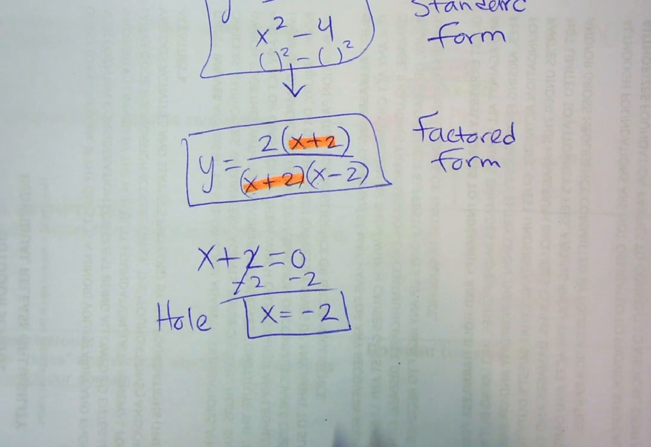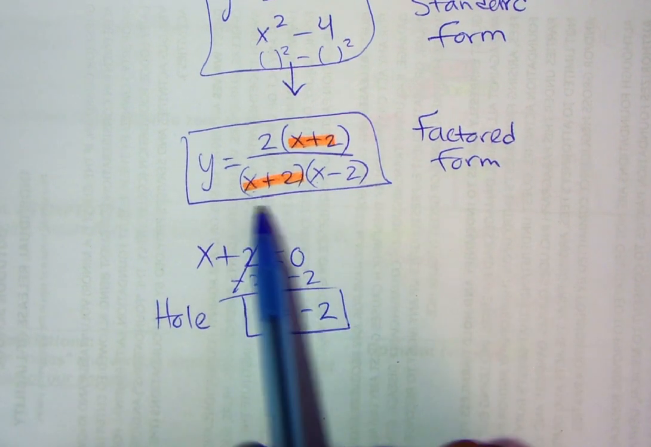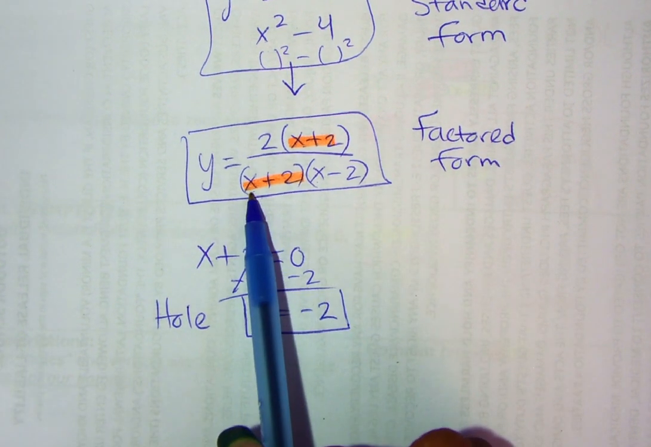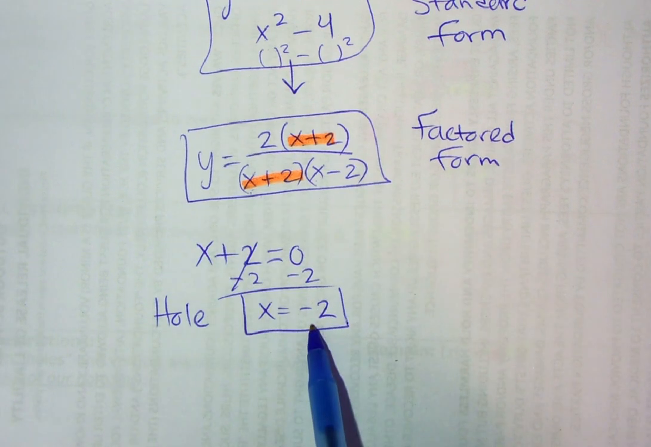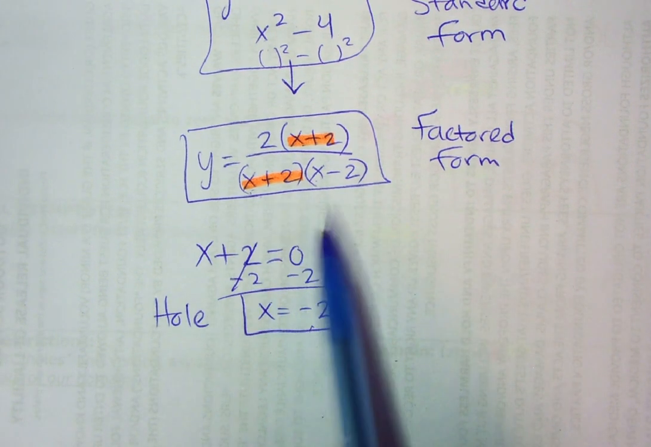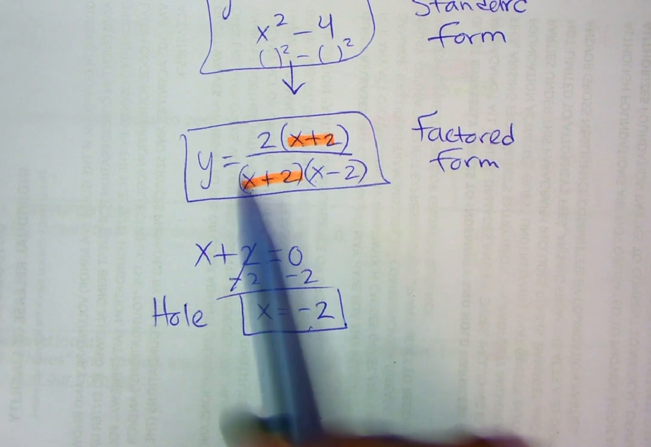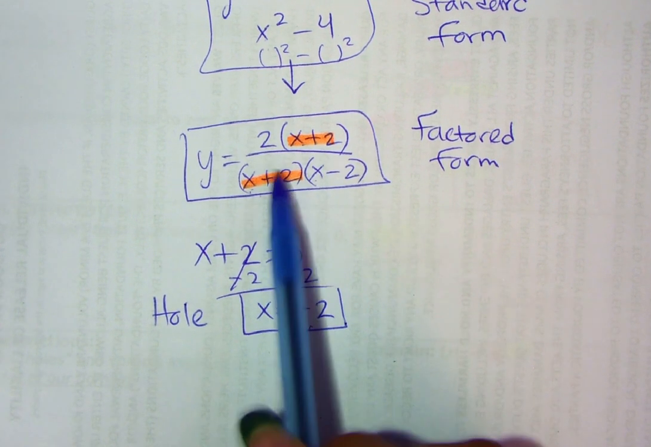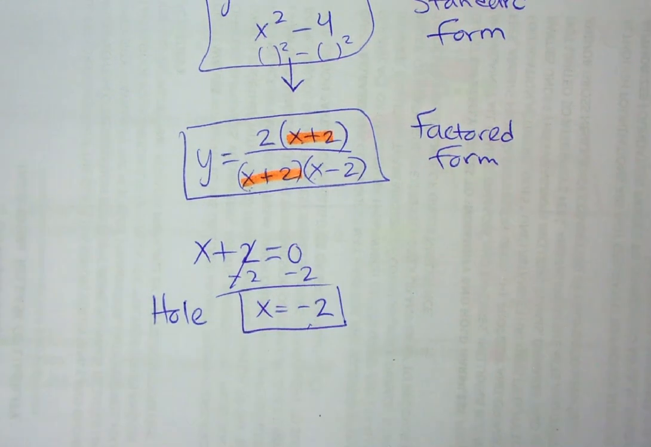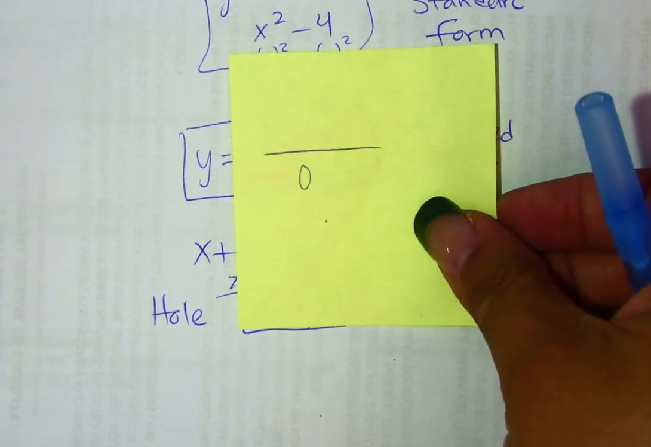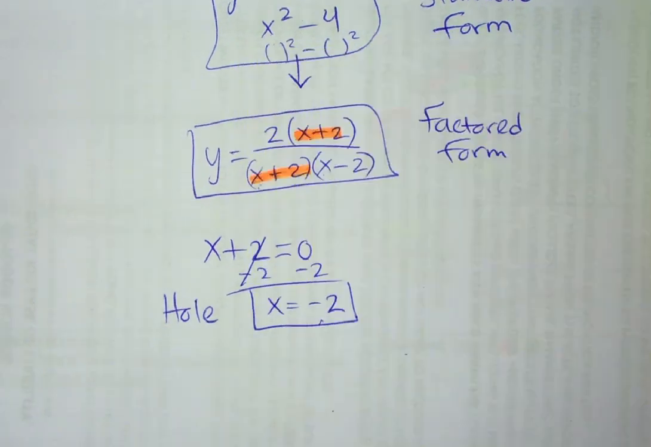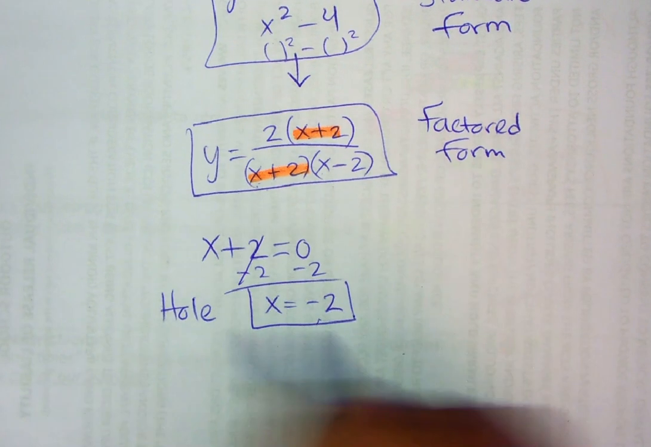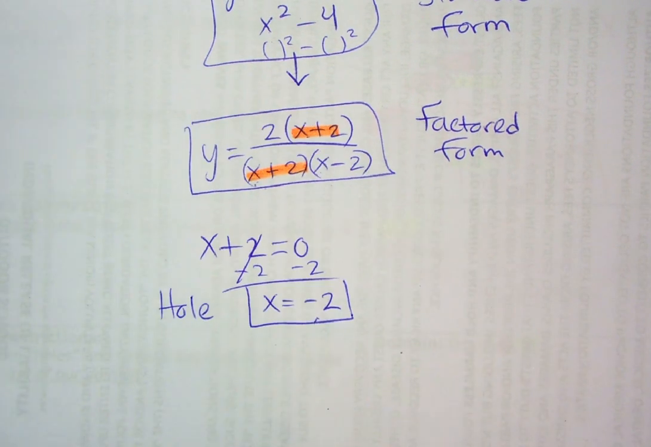That means that we need to specify in our domain that x cannot be negative 2. If it is, it's going to give you a 0, because negative 2 plus 2 is 0, and 0 times anything will give you 0. And that's what we want to try to avoid. We want to try to avoid having a 0 as a denominator. So this is how you calculate the hole.